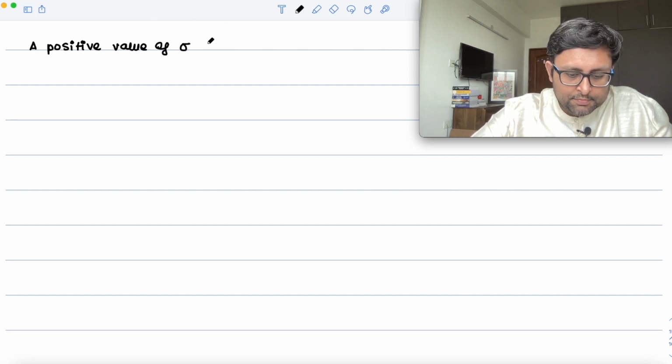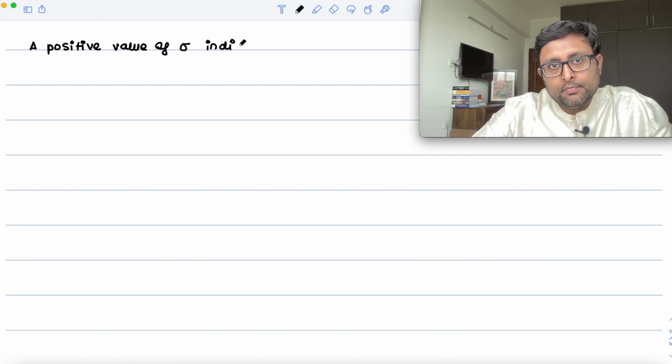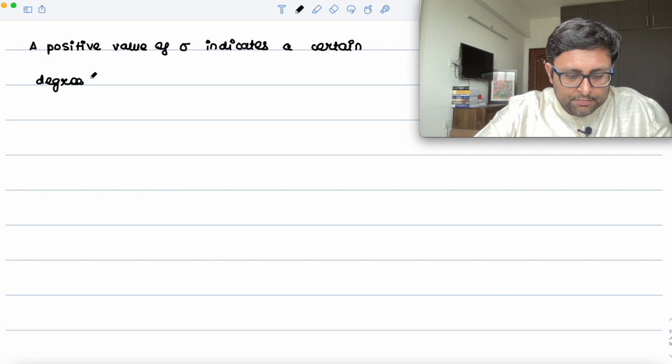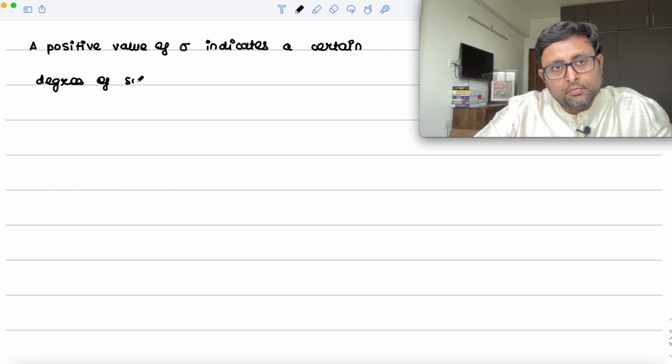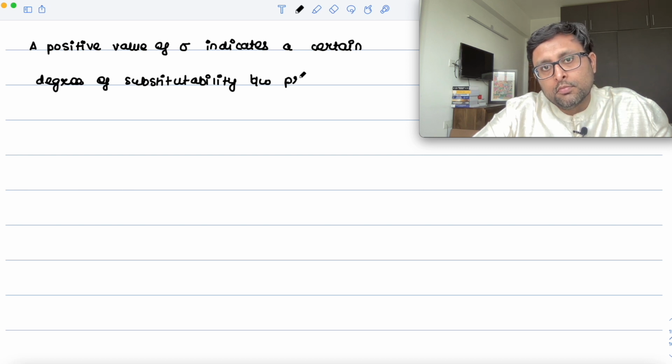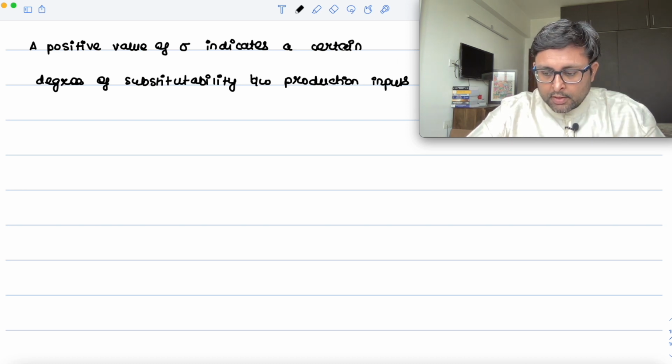A positive value of sigma indicates a certain degree of substitutability between production inputs. Between production inputs, right?